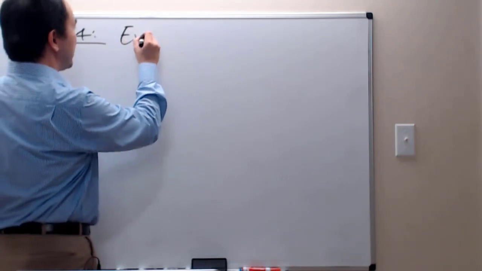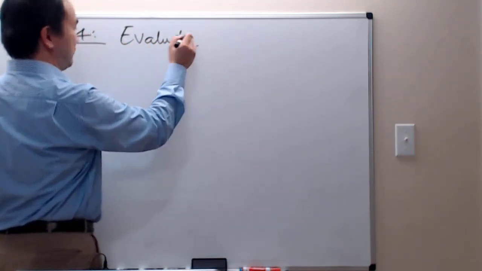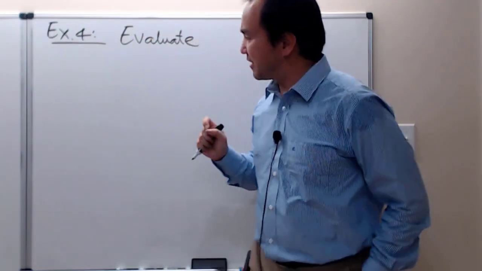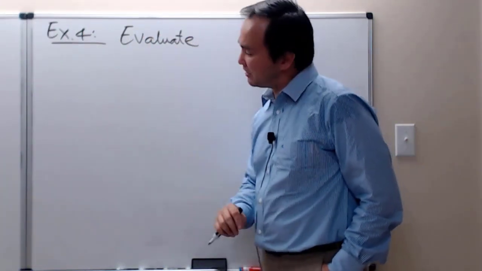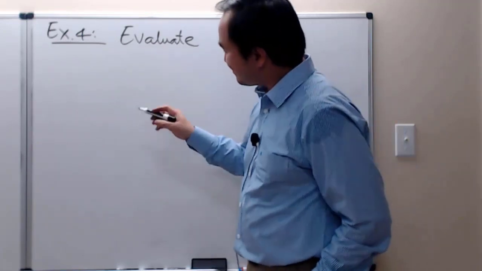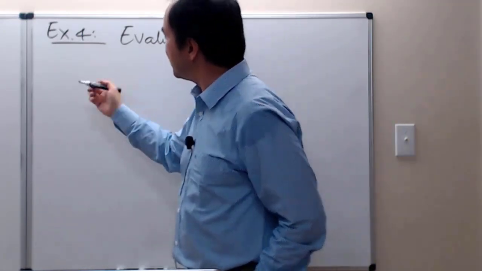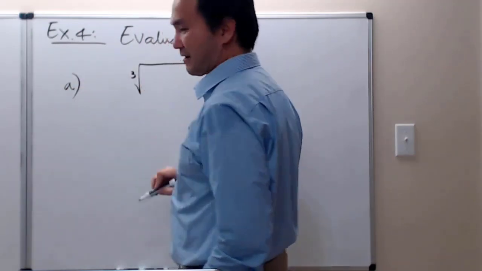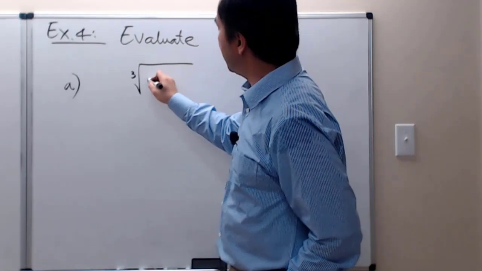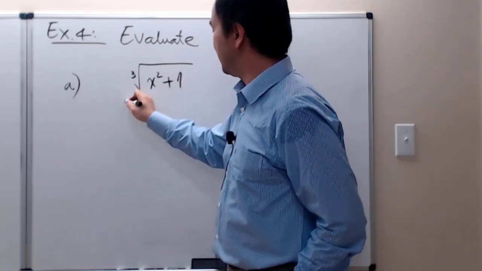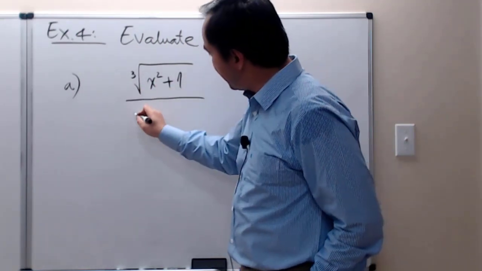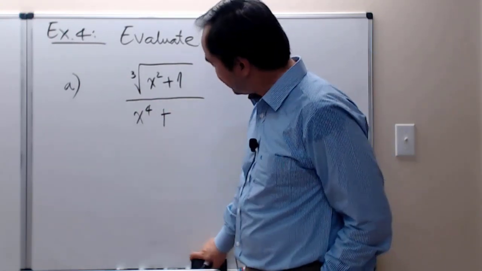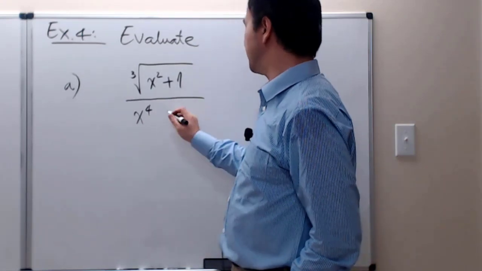So we're still going to evaluate, and for example 4, I am still going to stay with positive infinity. I mean, we're letting x approach positive infinity. And so the kind of problem we have, let me introduce our first problem here. How about cube roots? Okay, so the cube root of x squared plus 1, and I am going to divide by x to the 4th, or maybe let's use minus 2 right here.